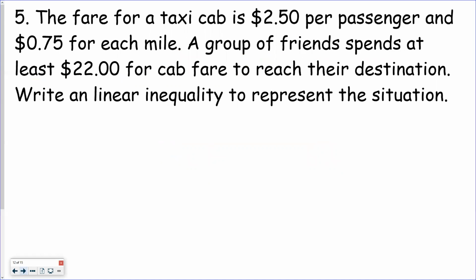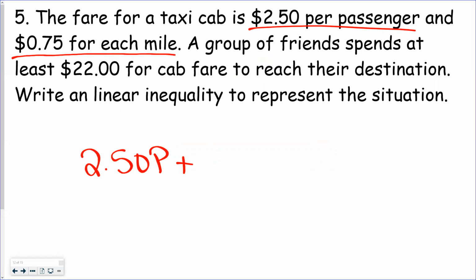All right, the next one. The fare for a taxi cab is $2.50 per passenger, and 75 cents for each mile. A group of friends spends at least $22 for the cab fare to reach their destination. Write the inequality to represent the situation.